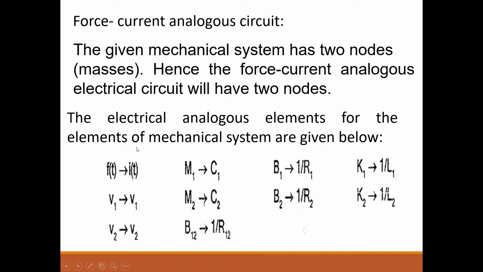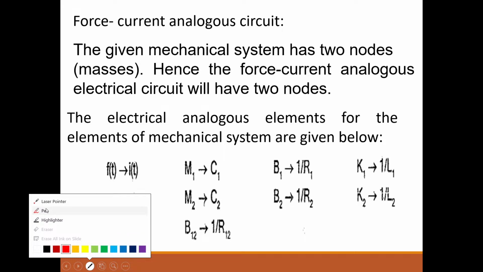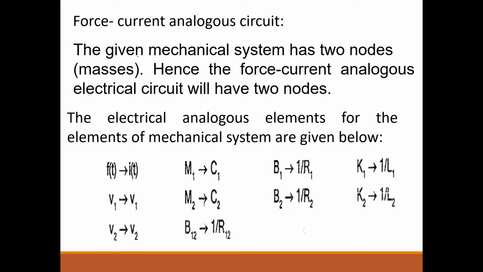Now you know the analogous terms. So how many masses were there? Two masses. Since there were two masses in the given mechanical system, there will be two nodes in the force current analogous system. Okay, so two nodes will be there.